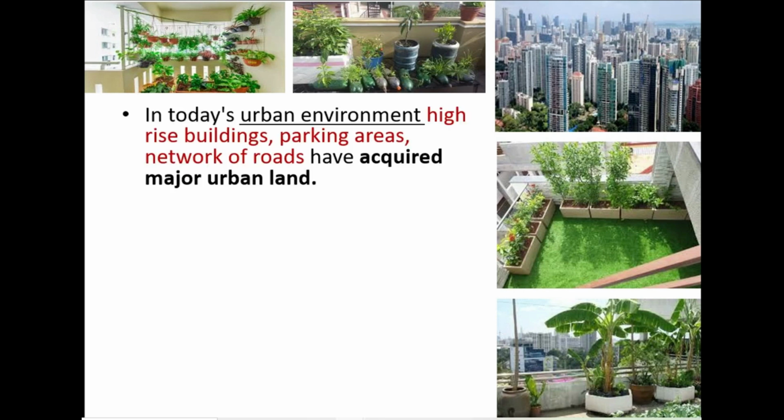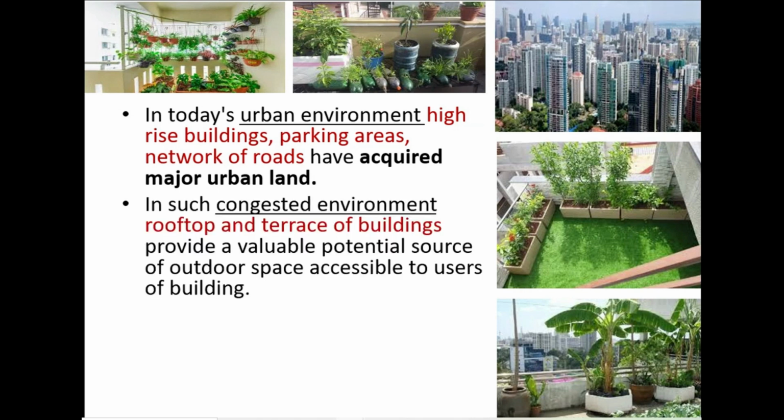So why do we actually require this type of garden? Why do people go for this? Because in today's urban environment, high-rise buildings, parking areas, and networks of roads have acquired major urban land. See here, okay. The major urban lands are used for this purpose. Maybe these were once upon a time a relatively good forest or good green space, but gradually these things were replaced by buildings, parking areas, and networks of roads. Of course, Bangalore is relatively better, we have some greenery, but in some cities you can't find that too.